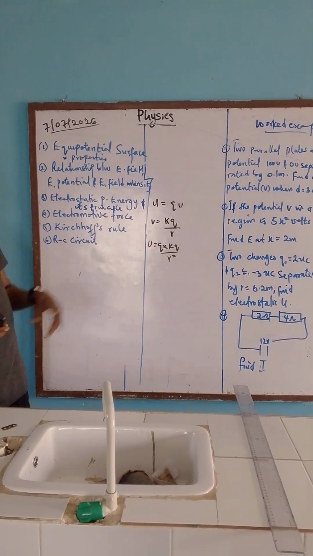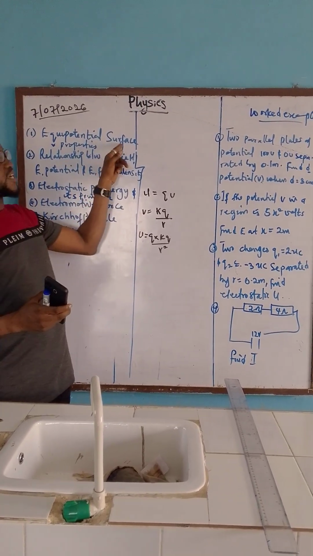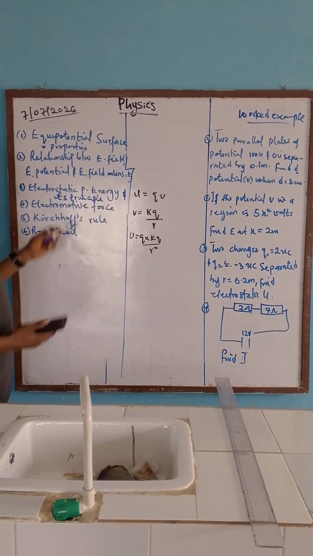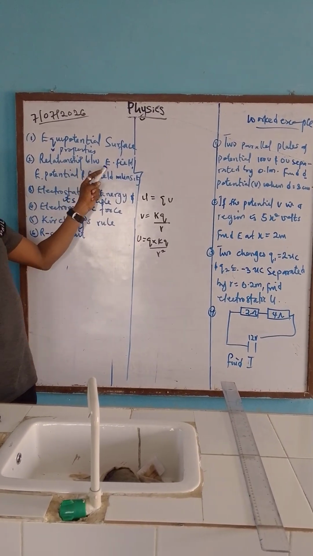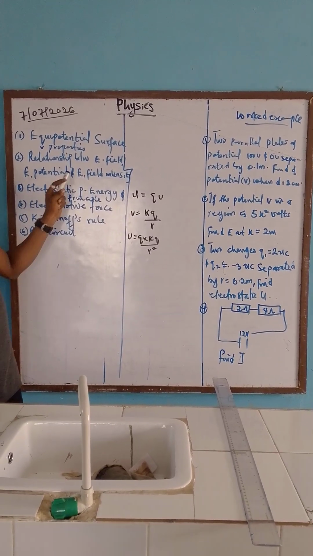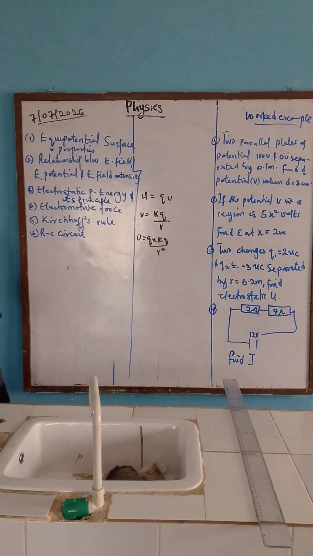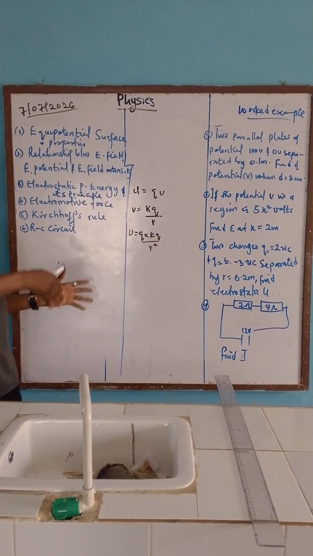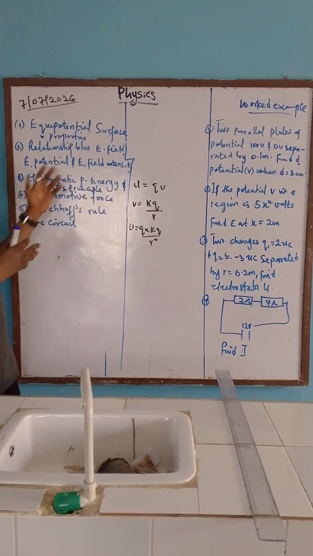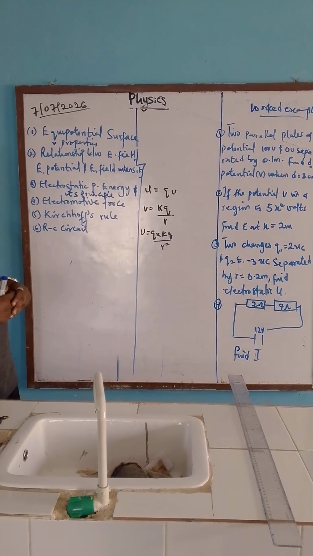One of them is called equipotential surface. There is a surface in science called equipotential. We shall be looking at the meaning. Also, we shall be looking at the relationship between electric field, electric potential and electric field intensity. So these are three things we shall be looking at, the relationship. How does one of them work with the other? So there is a relationship between the three of them. We shall be looking at it in a very simple way.